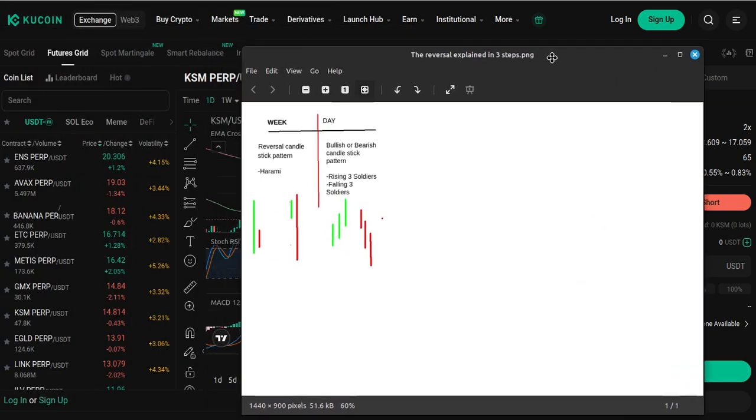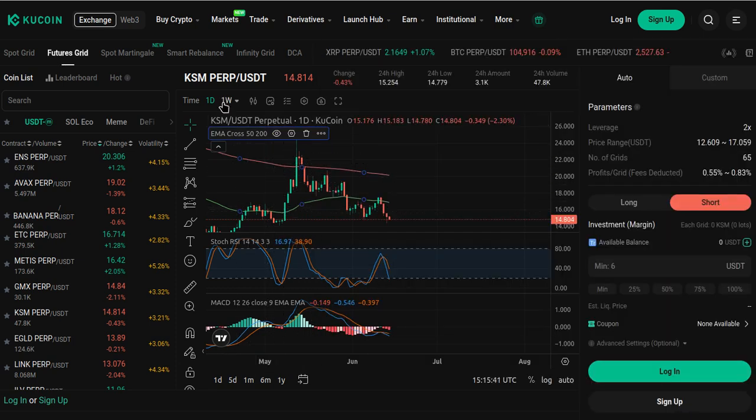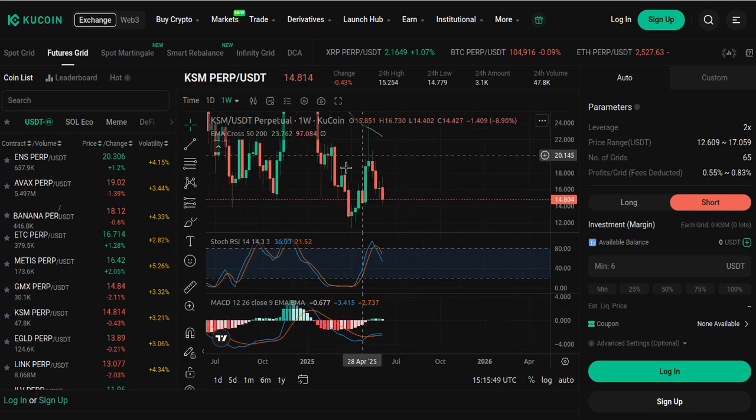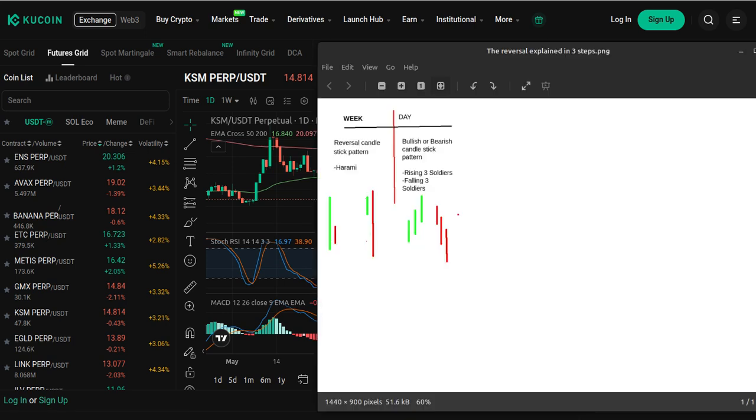So this is kind of what we're looking for, right? If it's bearish, you're looking for a bearish harami, which is this one here, and then you're looking for a falling three soldiers, or you're looking for a bullish harami with the rising three soldiers. In this case, you see a bearish harami right there with the falling three soldiers. So this is the strategy.